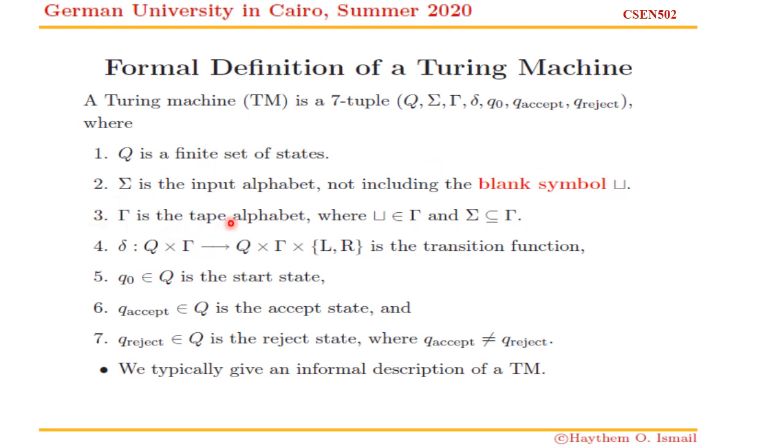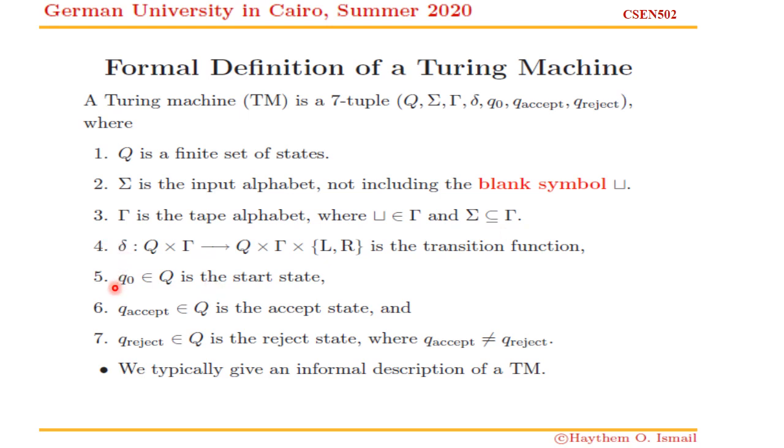Gamma is what is called the tape alphabet, and this is the set of symbols that are allowed to appear on the tape. So it has to contain everything in sigma. So sigma is a subset of gamma because any input symbol is allowed to appear on the tape. And of course it has to contain the blank because the blank is already on the tape, right? And it contains other things like the X, for example, in the example that we looked at before. Now I'll come back to delta.